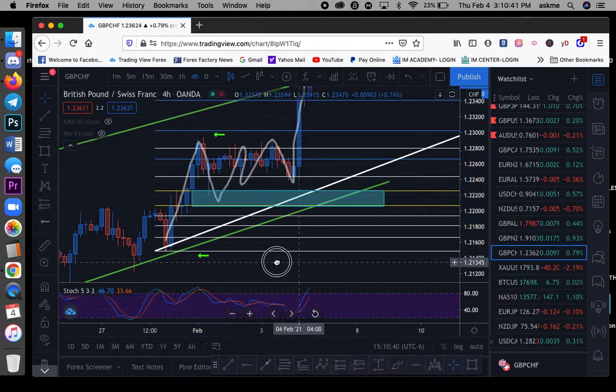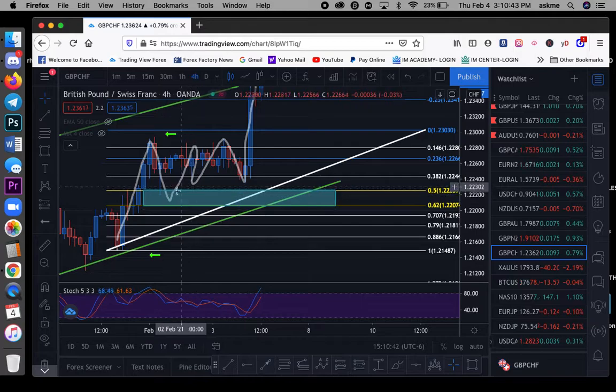It pulls back to that 0.618, 0.5 level in here. It pulls back, you take the trade back up. It pulls back to the line, take the trade back up. Pulls back to the line, take the trade back up.